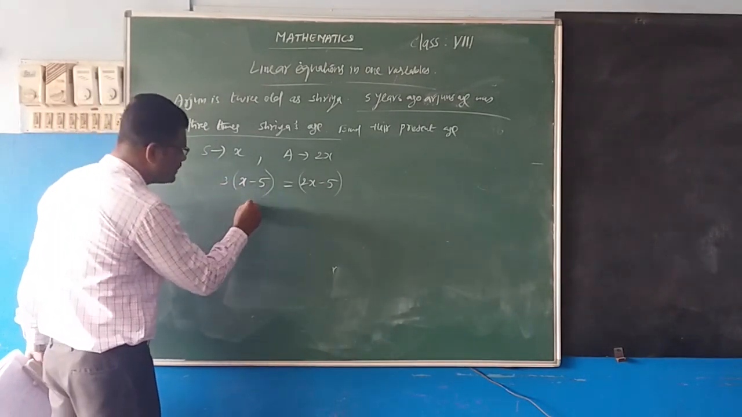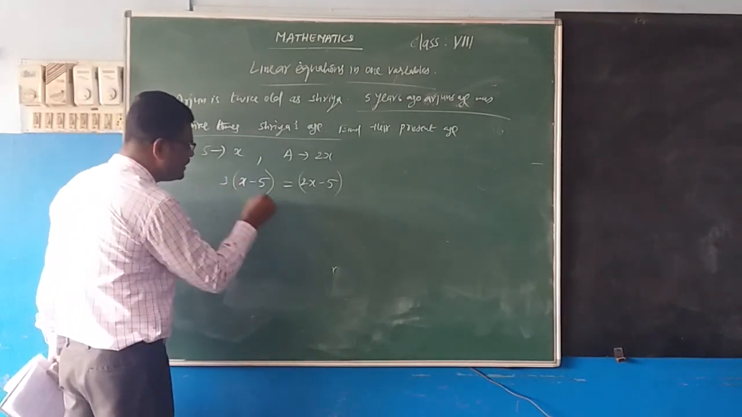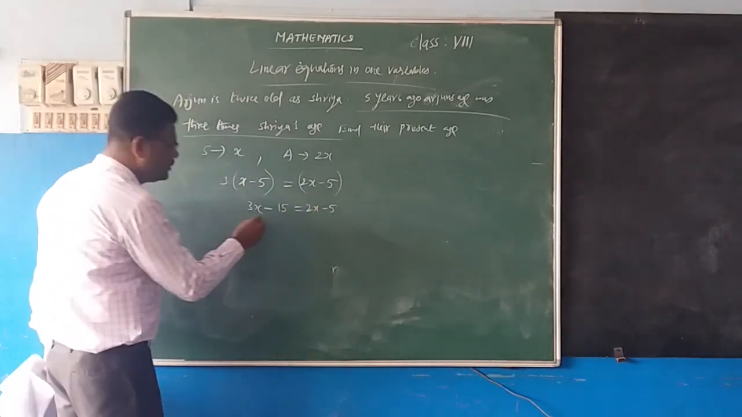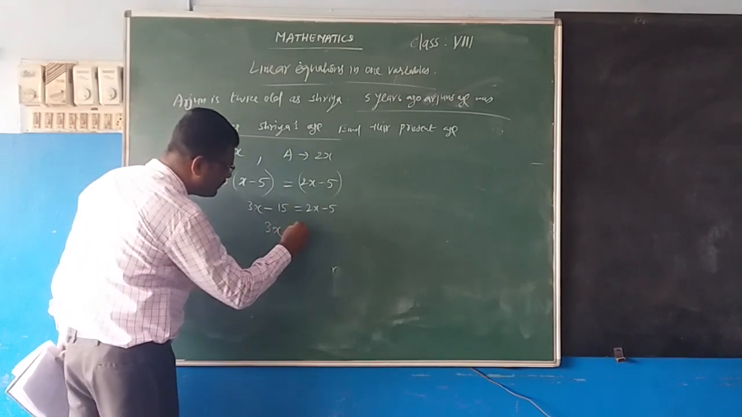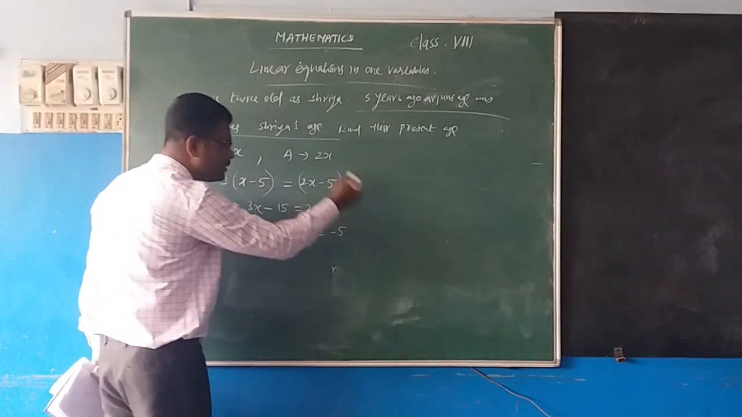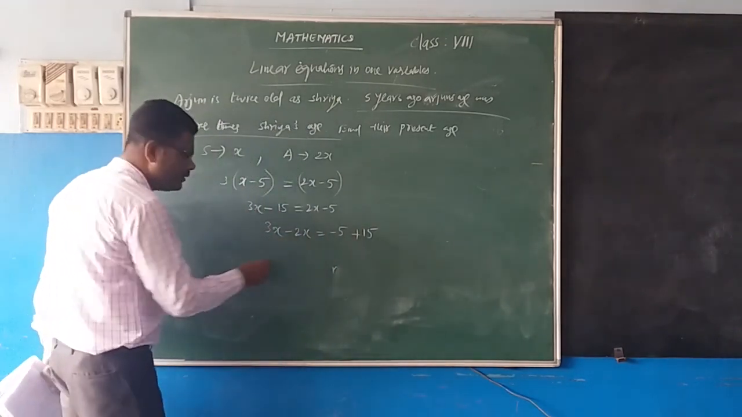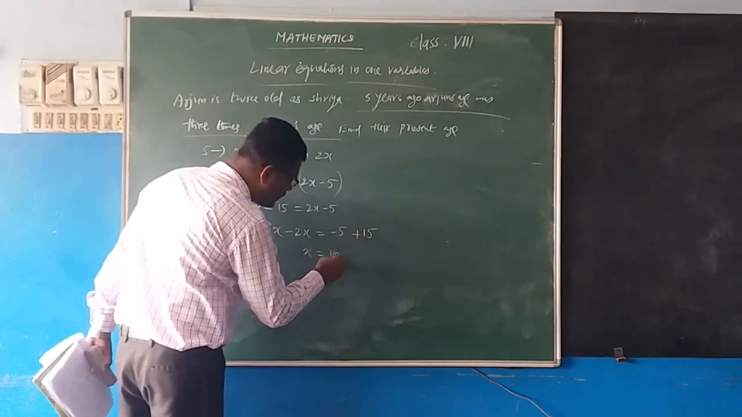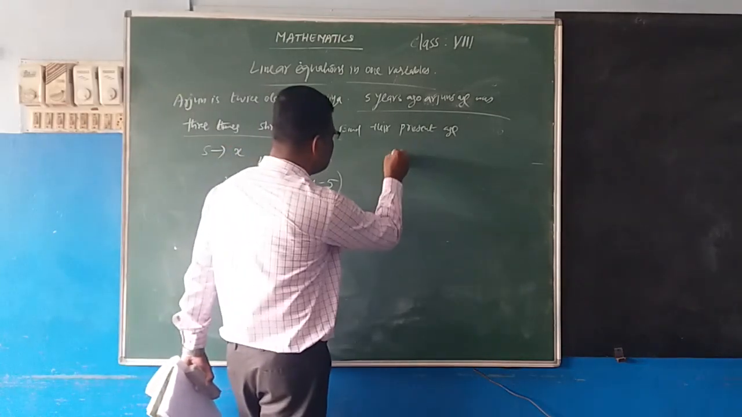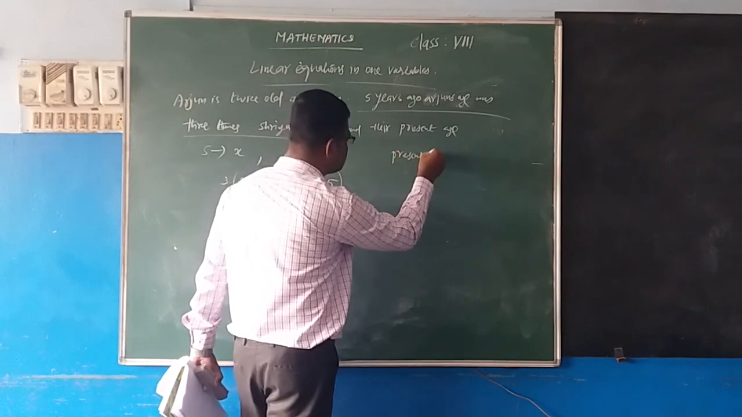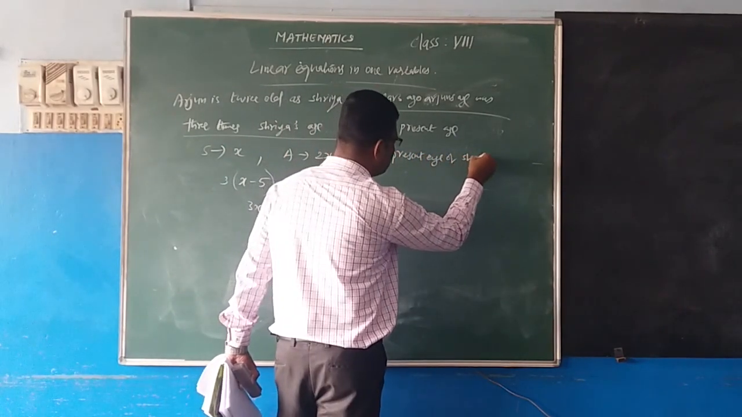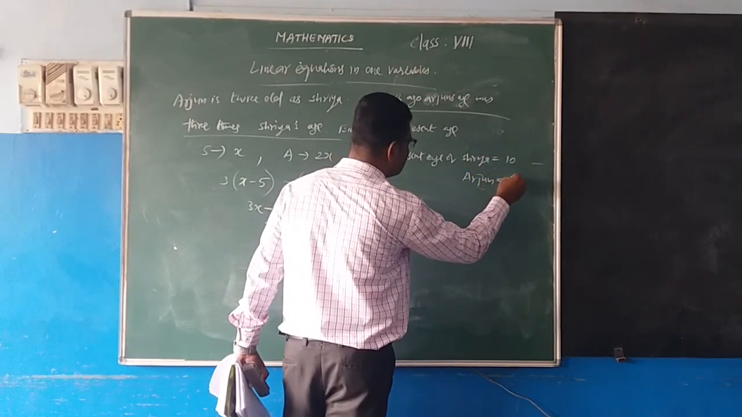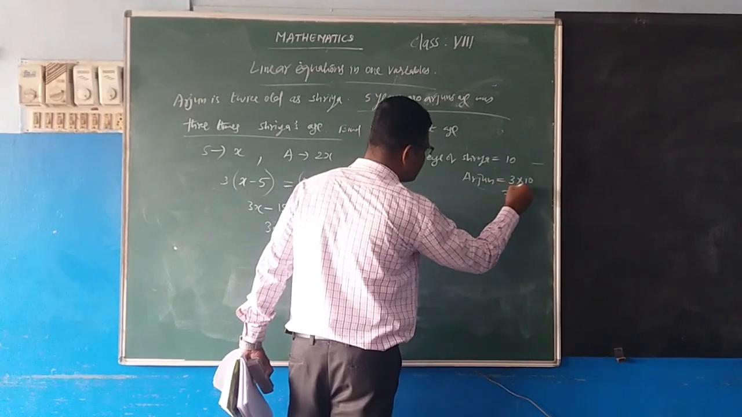Open the brackets. 3 into x is 3x, minus 5 threes are 15, is equal to 2x minus 5. So 3x you keep as it is, 2x comes this side becomes minus 2x, is equal to minus 5, and 15 goes this side as plus 15. 3x minus 2x is x, is equal to minus 5 plus 15, which is 10. So the age of Shriya is nothing but x, that is equal to 10. The age of Arjun is 3 times 10, that is equal to 30 years.